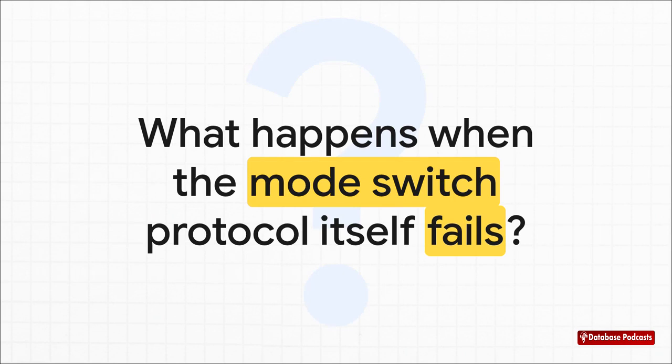And I'll leave you with one final thought to chew on. We've talked all about how to manage these transitions, but what happens when the protocol, the safety mechanism itself, fails right in the middle of a critical switch? What happens when the thing designed to prevent chaos causes it? It's a pretty deep question, and it opens up a whole other level of complexity.